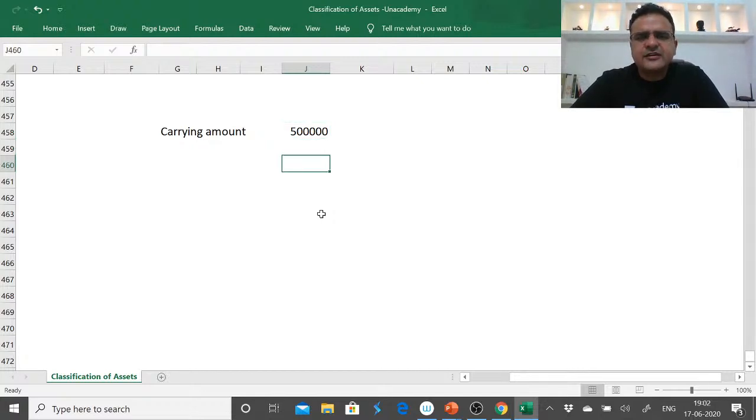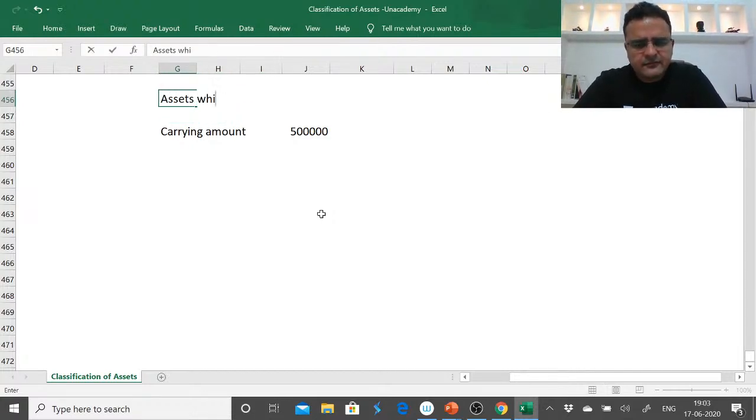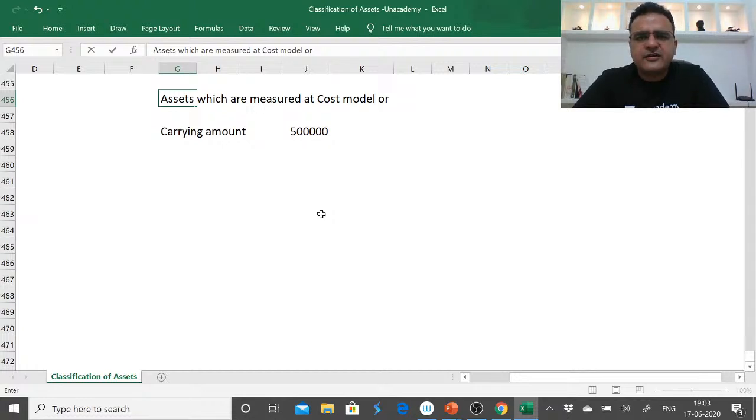Now when you look at the asset figure or any such figure in the balance sheet, impairment of assets is only applicable to assets which are measured at the cost model or at amortized cost. For financial instruments there is a separate model, but it talks about amortized cost. So if they are at amortized cost or the cost model, we need to test them for impairment.